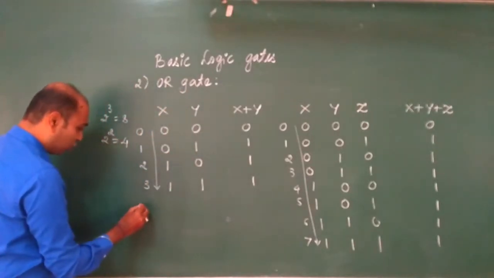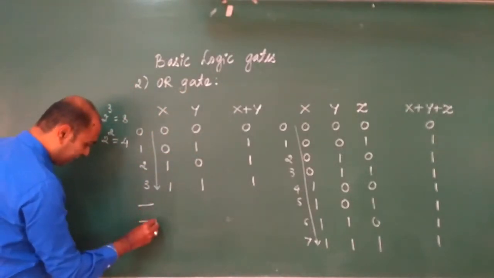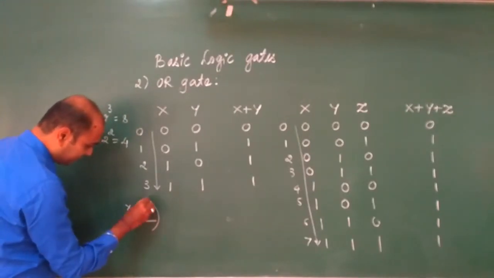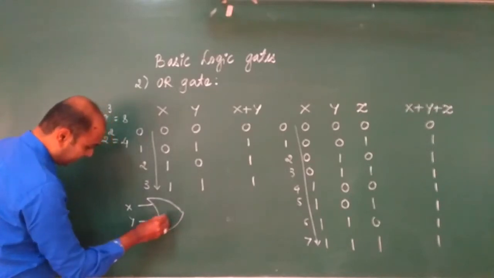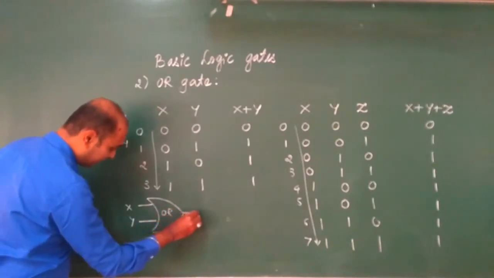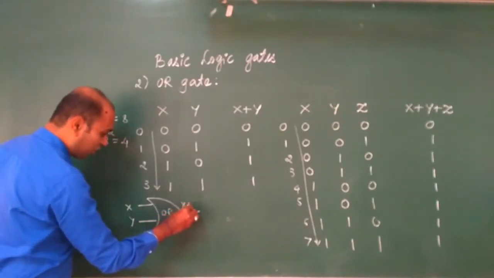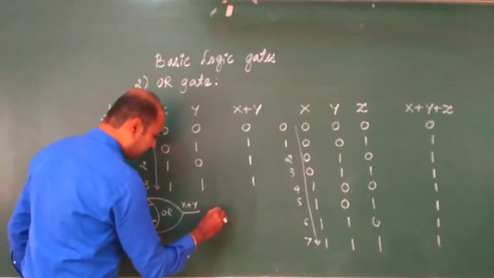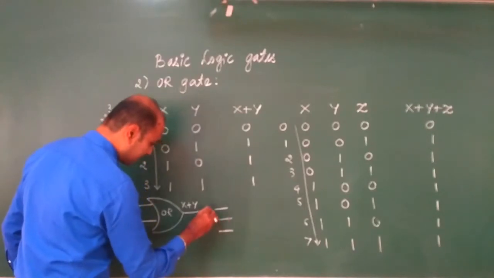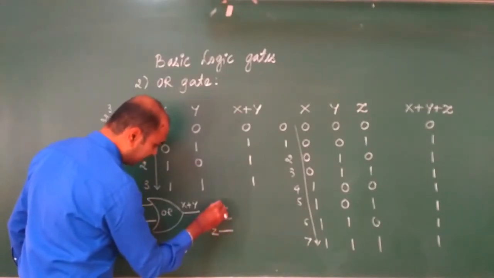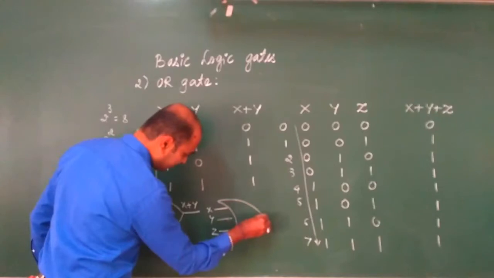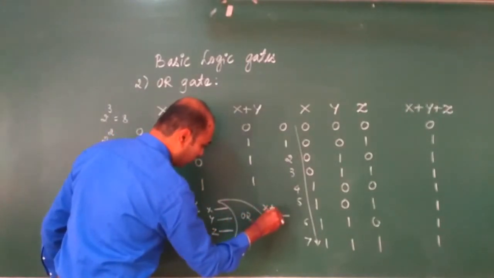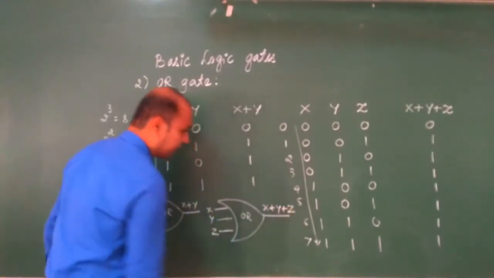Next, how to represent OR gate? If we have two input OR gate, for example, I write x and y, we will be representing OR gate something like this. So here you can write OR and this is the output, that is x or y. If we have three variable input, then we write x, y, z, and we are going to draw OR gate something like this, and here the output is x or y or z.